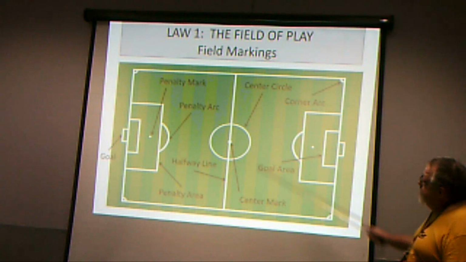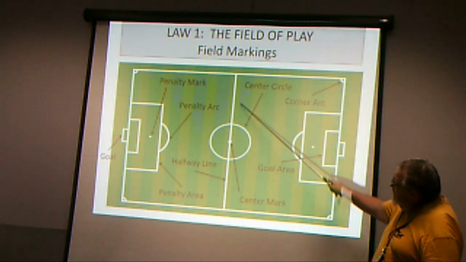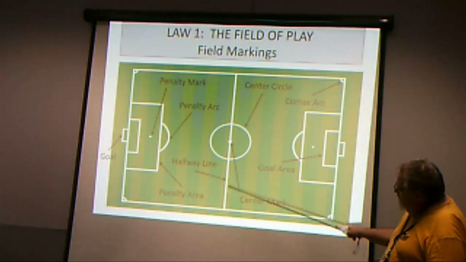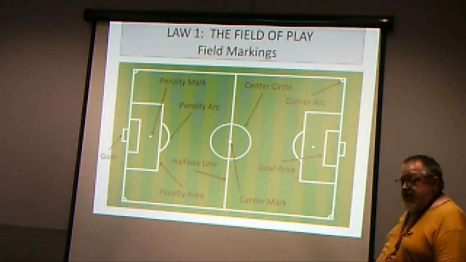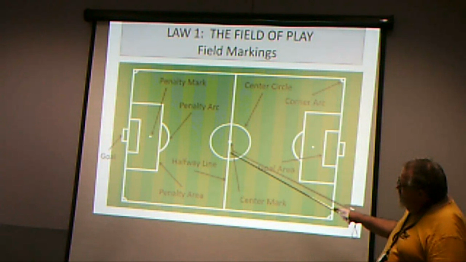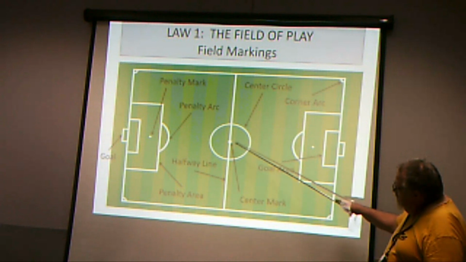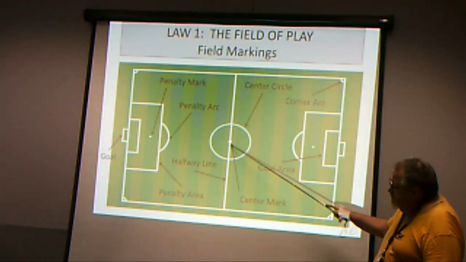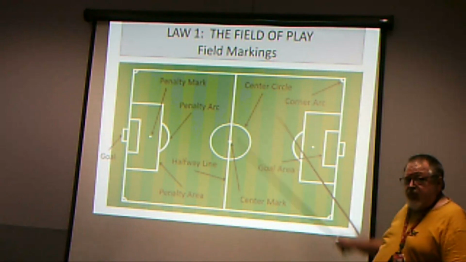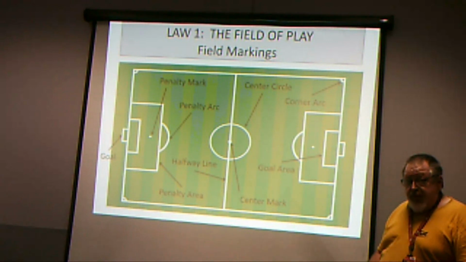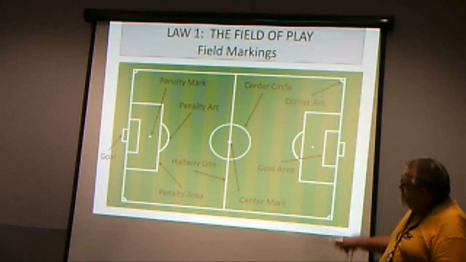For example, every field is divided into two halves. You have a center line. Okay? A center circle that is 10 yards in diameter from the dot. The radius. Okay? Center dot, that's where the kickoff needs to happen. For the beginning of the game, beginning of the half, and for every time there's a goal scored.